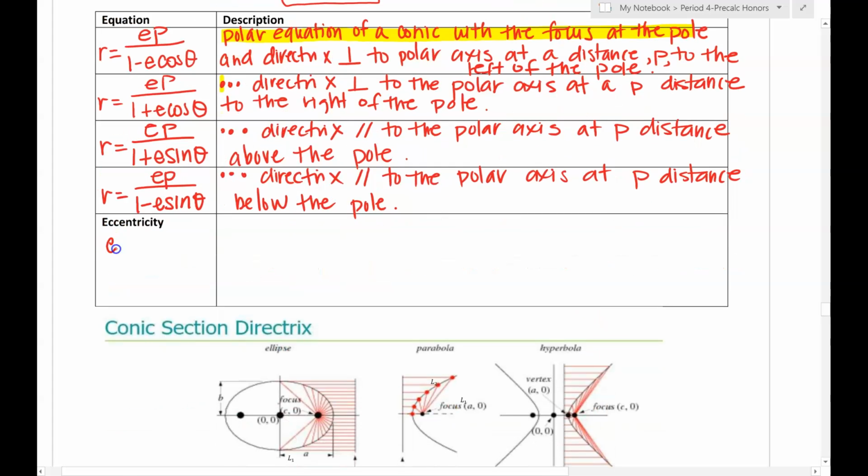All right, now let's just review a little bit what the E value means. If we have an E value equal to 1, that's going to give you a conic of a parabola. Okay, so the conic is a parabola, and the axis of symmetry is perpendicular to the directrix.